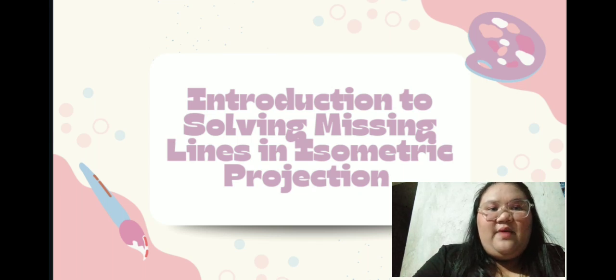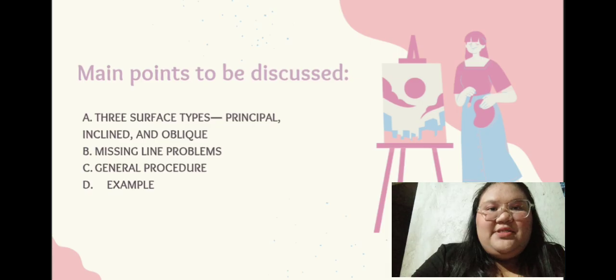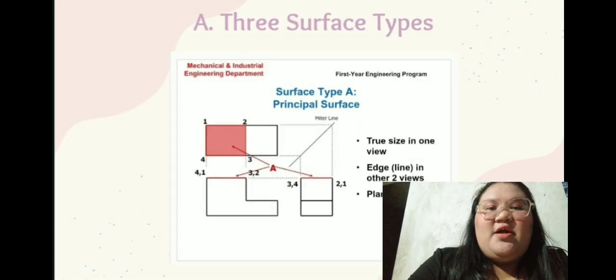Maloya from BEd 2A and my topic for today is Introduction to Solving Missing Lines in Isometric Projection. The main points to be discussed are the three surface types of principal, inclined, and oblique, missing line problems, general procedures, and example. Let's start with the three surface types.